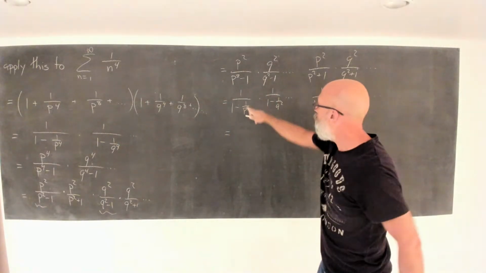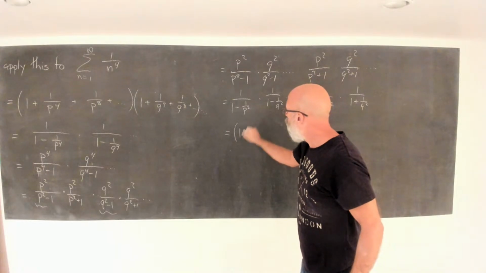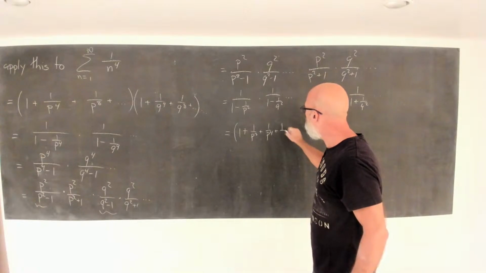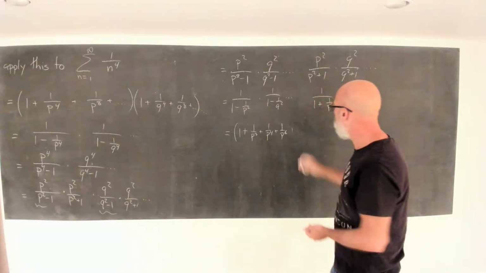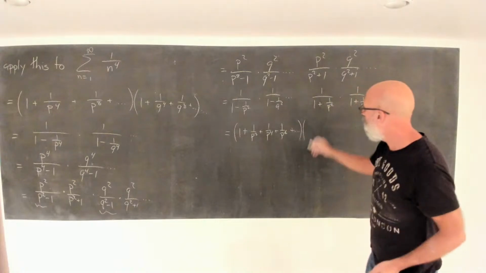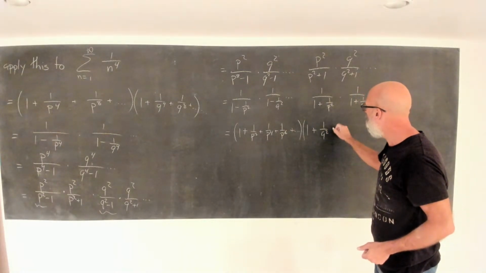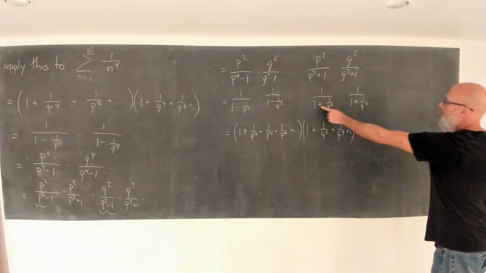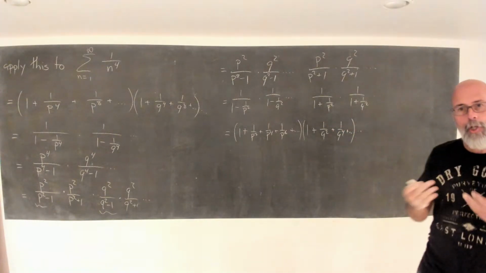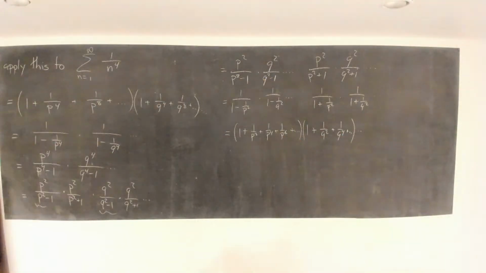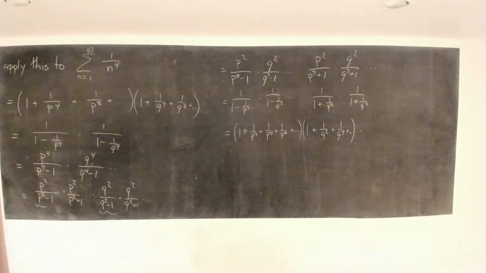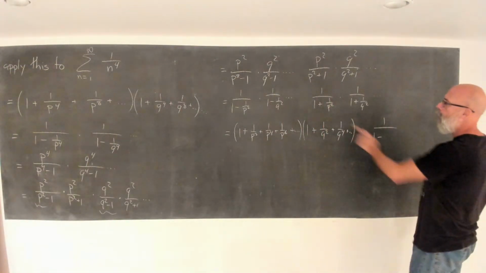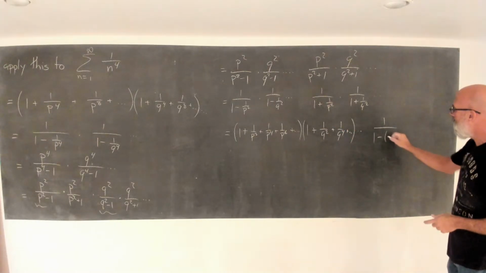This is just the geometric series. 1 plus 1 over p squared, 1 over p to the 4, 1 over p to the 6, and so on. Same thing here. 1 plus 1 over q squared, 1 over q to the 4, and so on. And these ones, well, now you've got the plus, which is not really what you were expecting. But, of course, there's a simple way around that. Plus is minus minus.